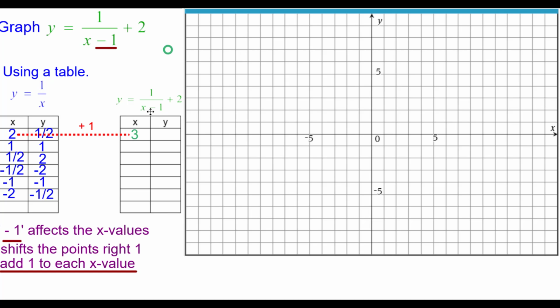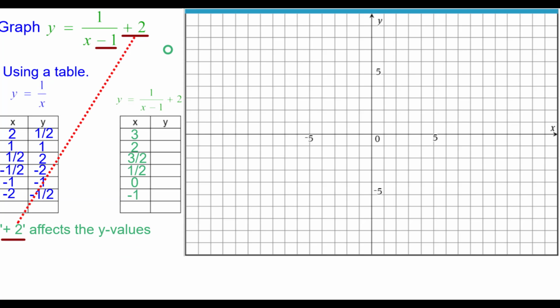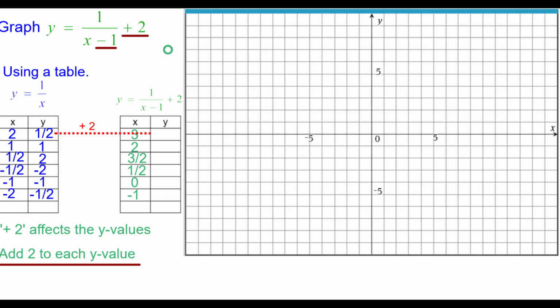So I'd like you to go ahead and find all the x coordinates. Press pause as needed and resume when you're ready. And here I'll just go ahead and show you the values that you should be getting for the x coordinates. The plus 2 affects y values. It adds 2 to each y value. So a half plus 2, think of a half plus 4 halves would be 5 halves. So we'll plot the point over 3 up 5 halves.